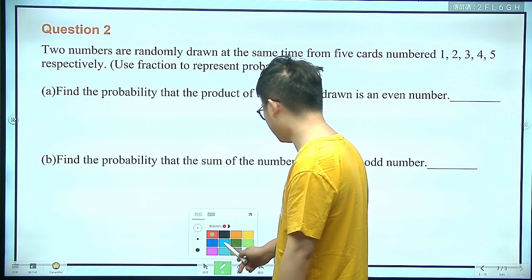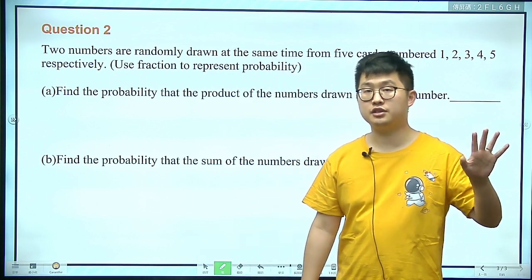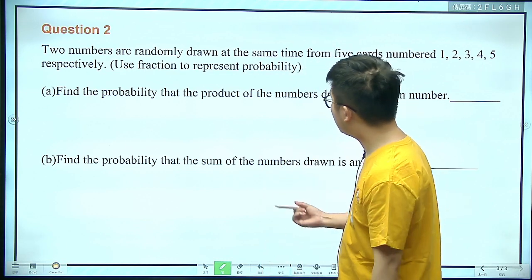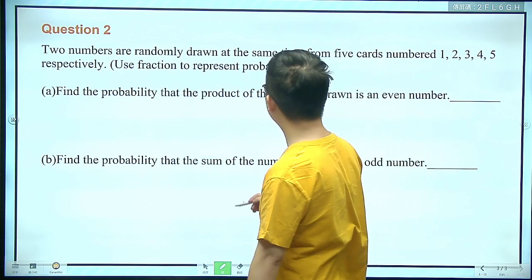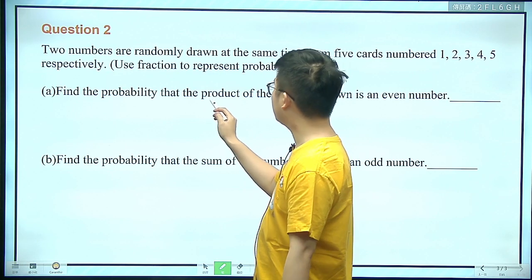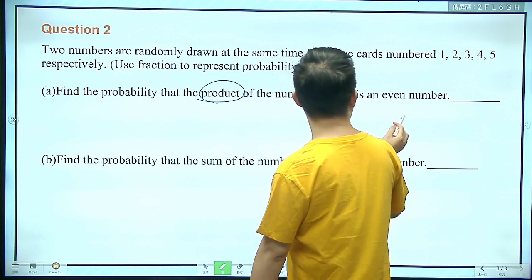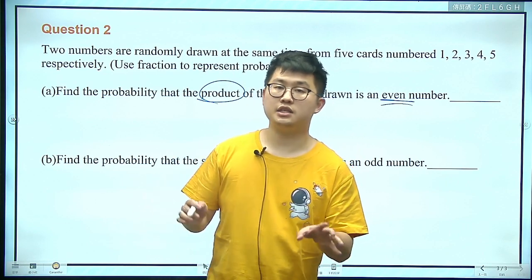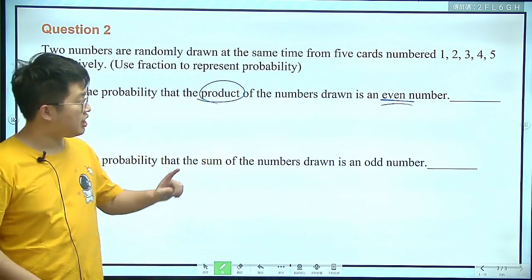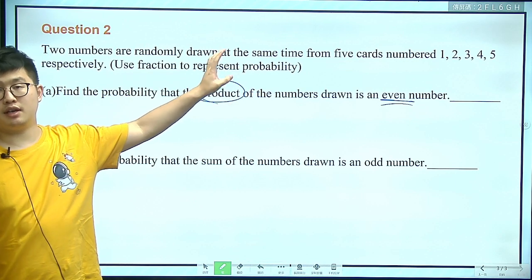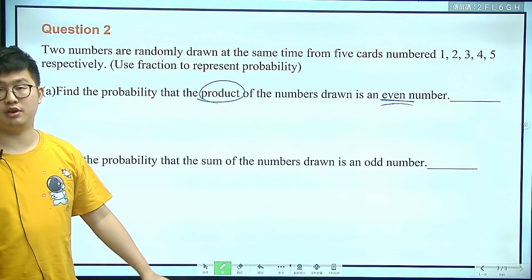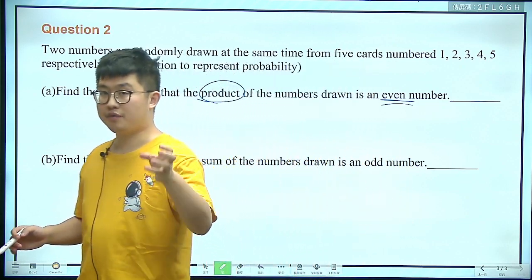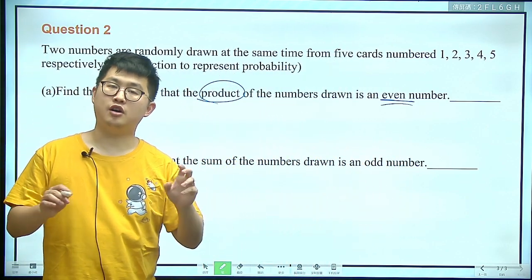All right, question number 2, there are 5 numbers. We draw 2 of them. And the first question, question A, would be: find the probability that the product is an even number. There are 3 odd numbers and 2 even numbers of these 5 numbers, right? So we draw one. It could be odd, or it could be even.